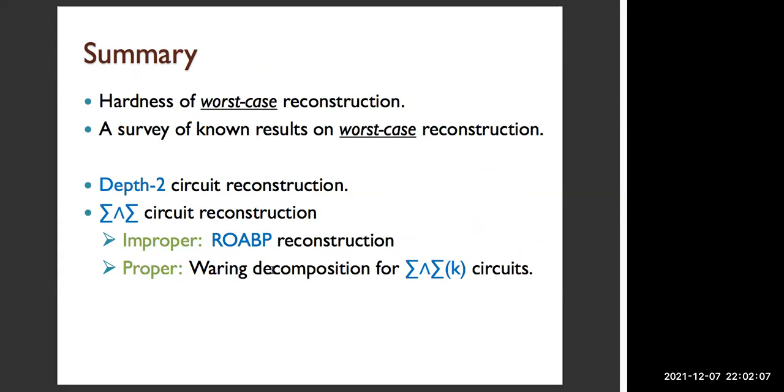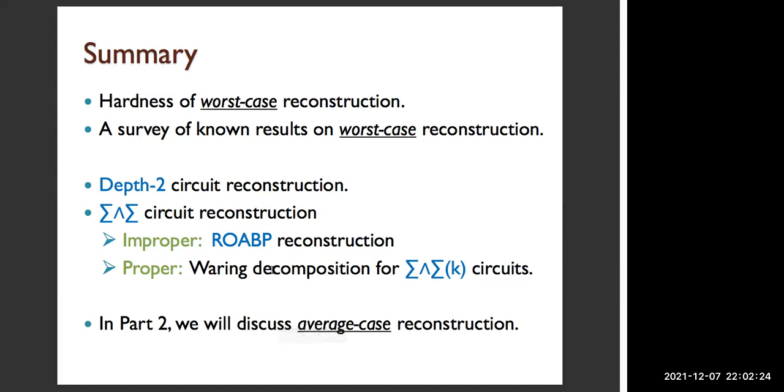So that's it. Just to summarize, we discussed worst case reconstruction, went into the details of ROEP reconstruction and proper learning of Waring decomposition of powering circuits for constant fan-in and sparse polynomial interpolation. That's it. In the next talk, I'm going to talk about average case reconstruction, centering around the same model, which is the depth 3 powering circuit.